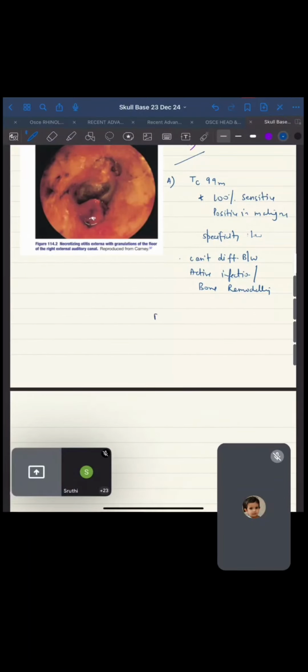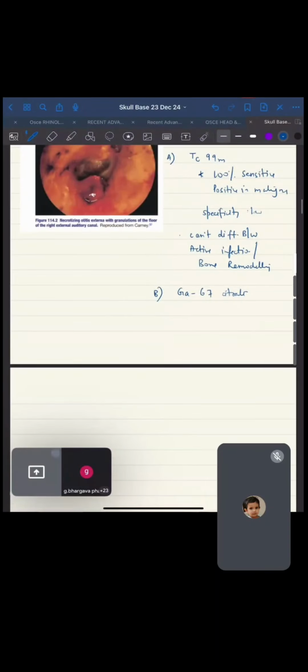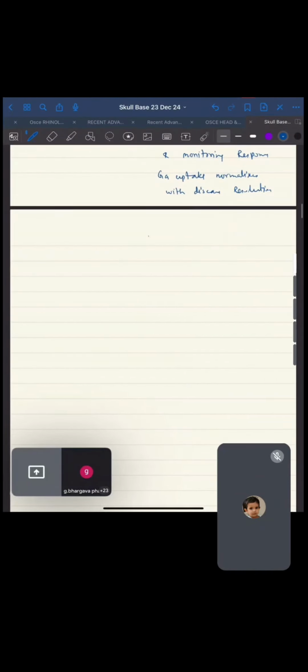Now coming to the second thing, the gallium 67 citrate. Here two things you have to remember. The only important point is that this can be used for monitoring the response to your treatment. Because the gallium uptake normalizes as the disease gets better, with disease resolution.